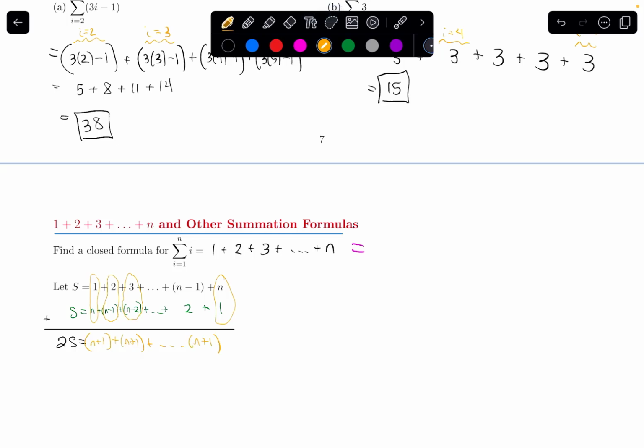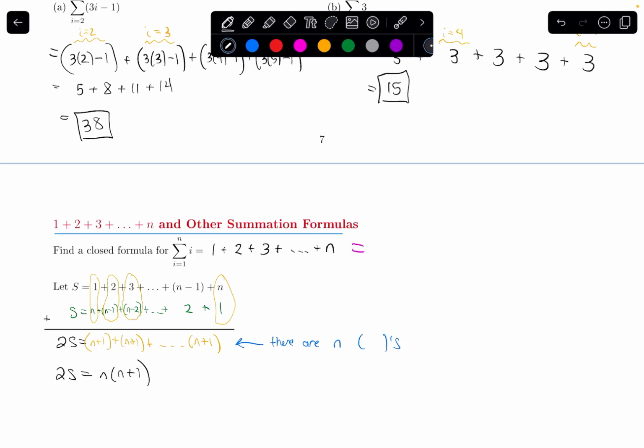But how many of these pairs are there that we circled together? Well, this numbering started at 1, and it went all the way down to n. So there are n of them. So there are n of these parentheses. Okay, so I get 2s equals, so if I add the same number to itself n times, well, that's just n times n plus 1.